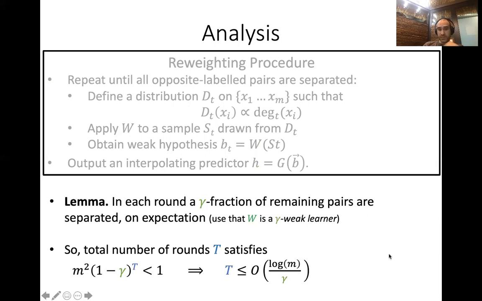And therefore, since the total number of pairs is m squared, right? We have a sample of size m, and in each step we get rid of a gamma fraction of the pairs. So in total, the number of rounds will be log m over gamma. And again, the crucial point is that the dependence on gamma here is linear rather than quadratic, as in other boosting algorithms.